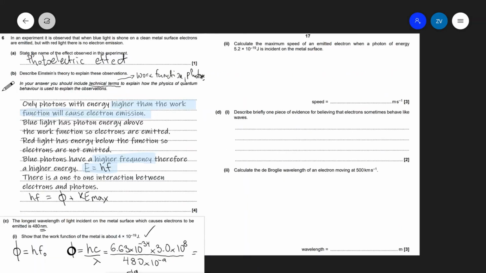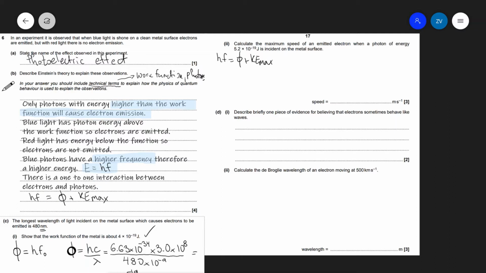Okay, part 2. Calculate the maximum speed of an emitted electron when a photon of energy 5.2 times 10 to the power minus 19 joules is incident on the metal surface. Well, this is a direct application of Einstein's equation and then the law of kinetic energy. So I'm going to write down Einstein's equation here. That tells us that hf is equal to phi plus KE max.